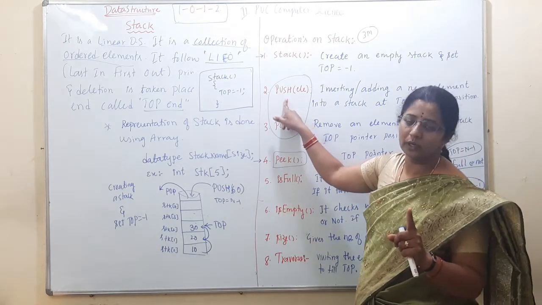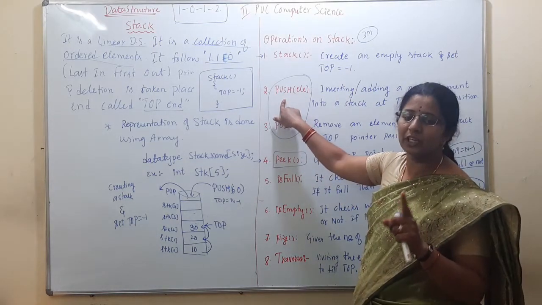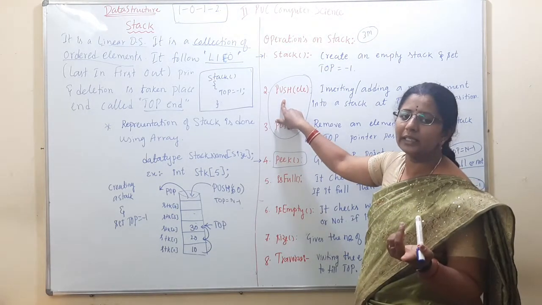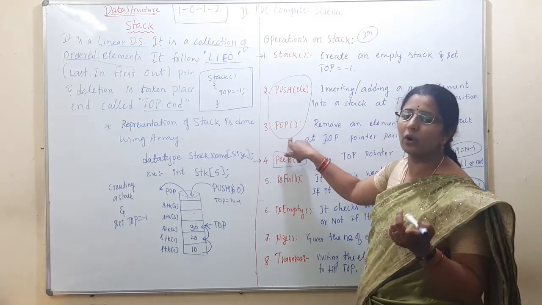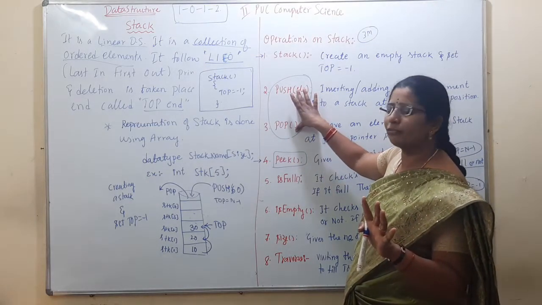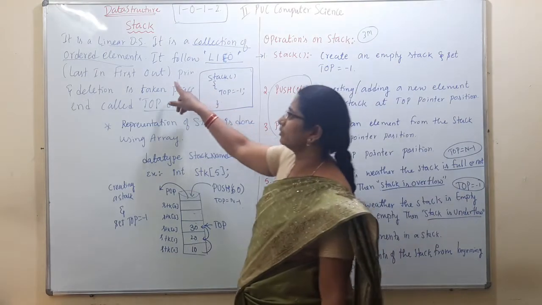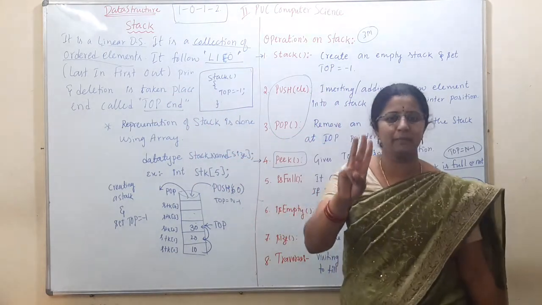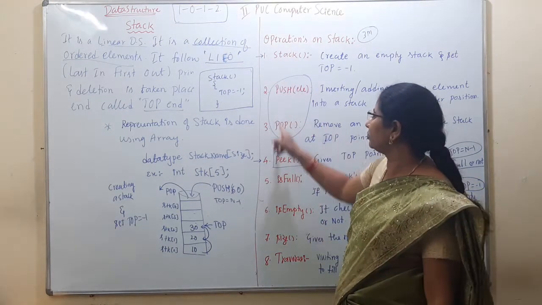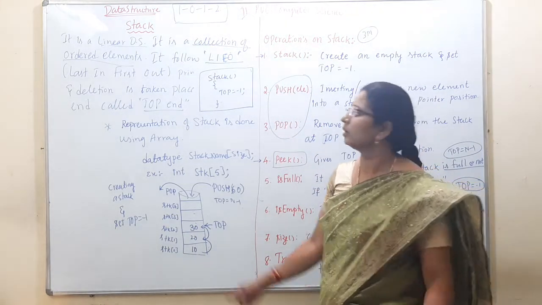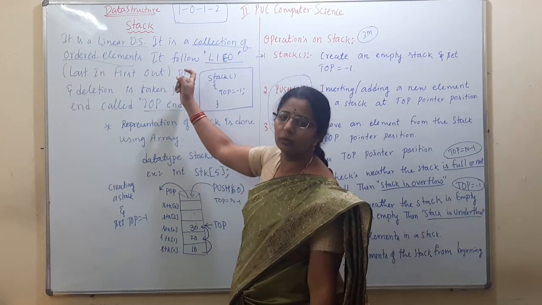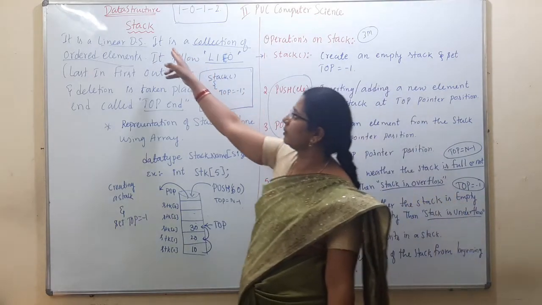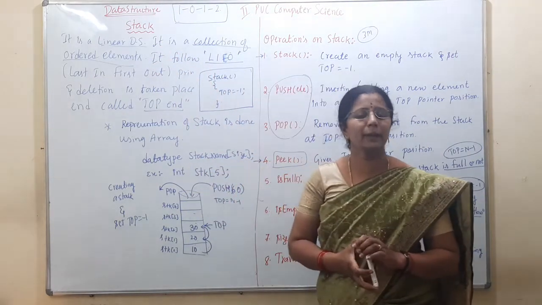They won't mention the word push. Inserting the element into the stack is called push. Removing or deleting the element from the stack is called pop. Combine these two algorithms with the definition for 5 marks. One algorithm is for 3 marks. Only the definition is possible for 1 mark. Many times the definition was repeated along with these two algorithms.